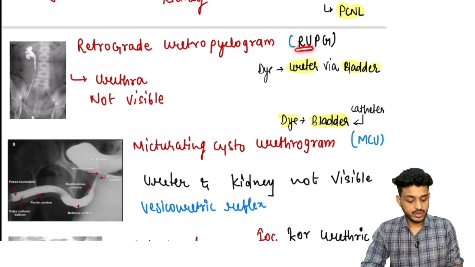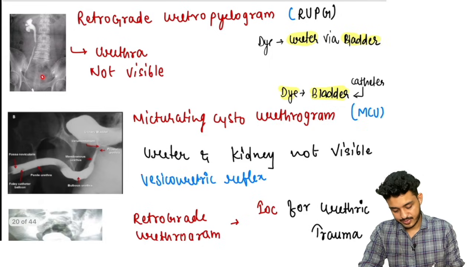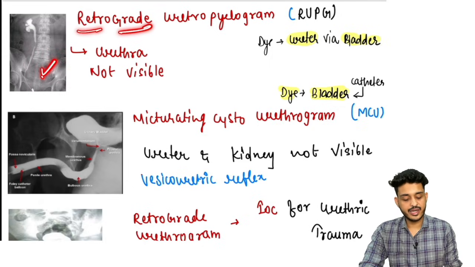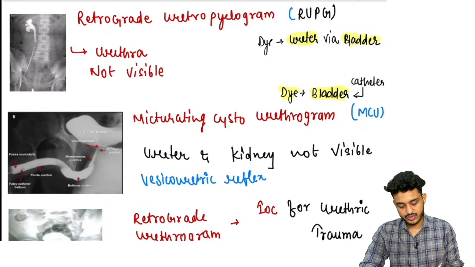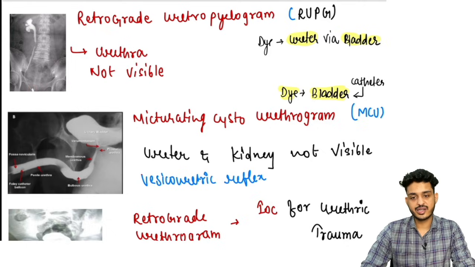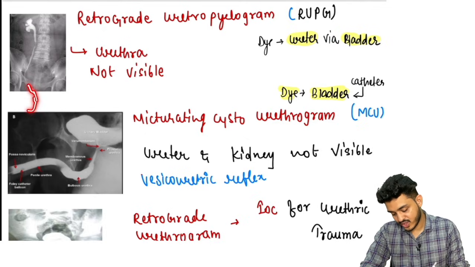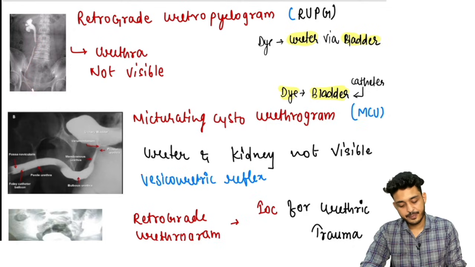Then we have got retrograde ureteropyelogram. Here you can appreciate the urethra is not visible. So we are going to inject our dye into the ureter. We are going to come via the bladder and inject our dye into the ureter. This is going to be retrograde.